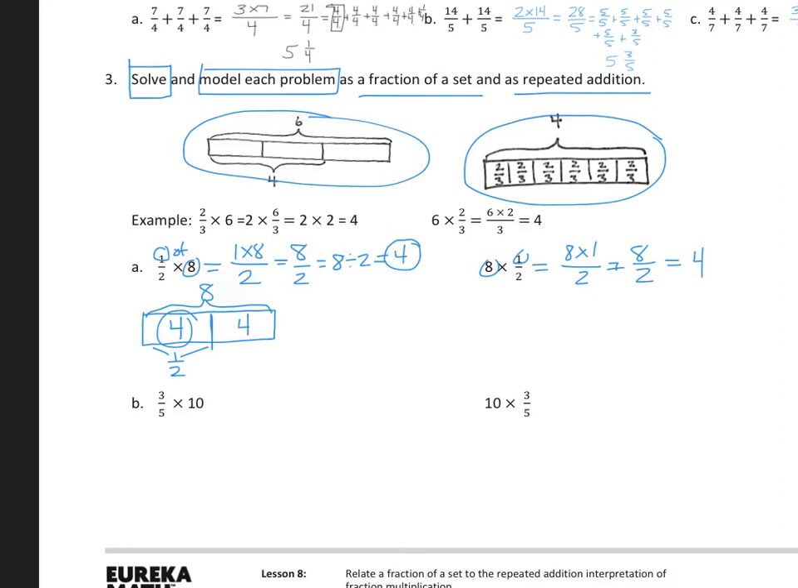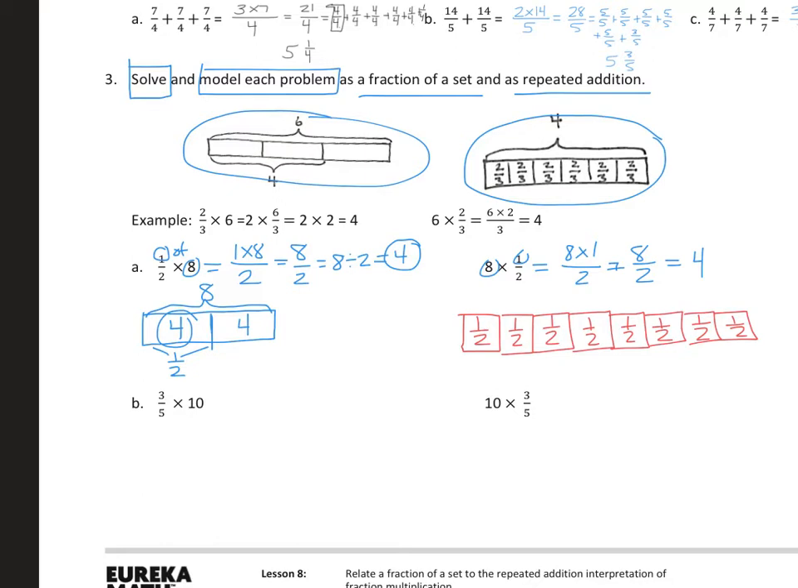Now this one we're doing repeated addition. What that means is we are going to take 1/2 and we're going to add it 8 times. So that's 1 time. Do another box, that's 2 times. Do a third box, that's 3 times. That's 4 times. That's 5 times. 6 times. 7 times. 8 times. So we have 8.